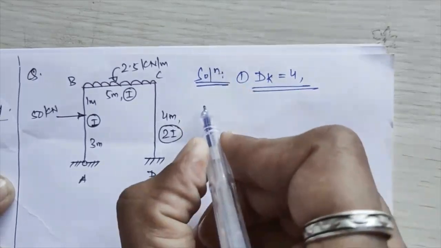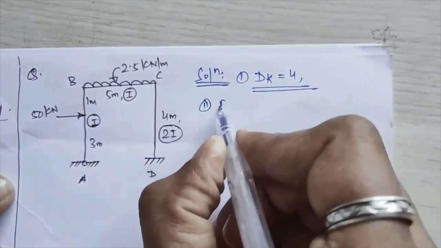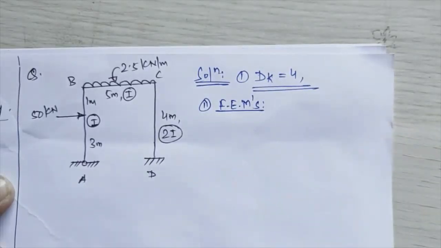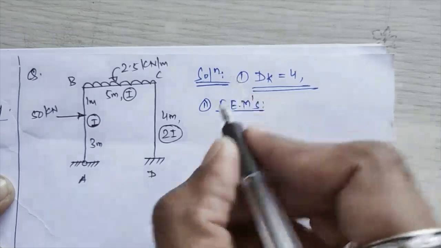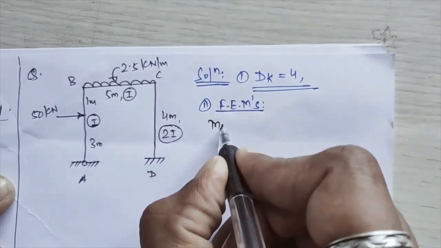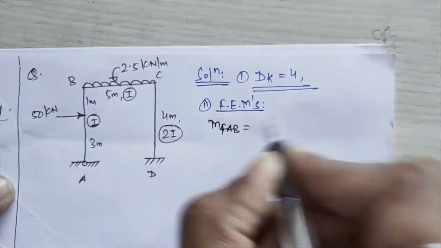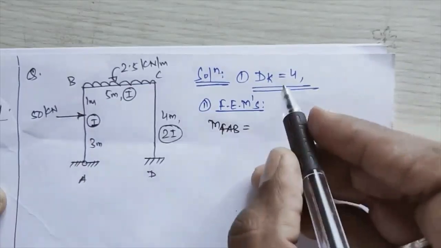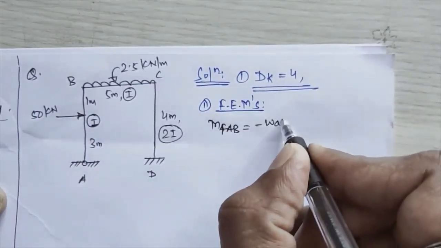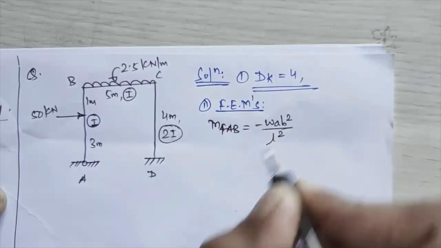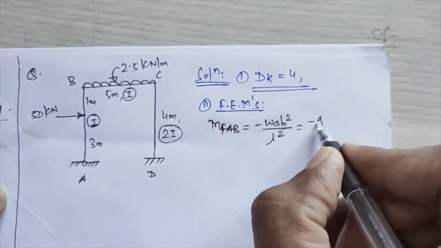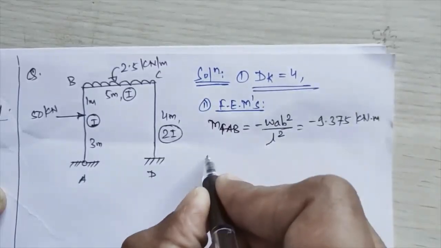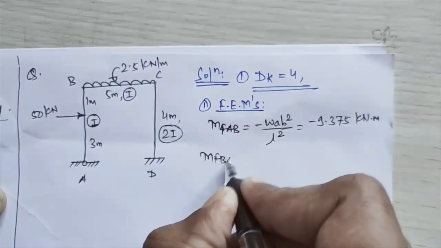Okay, so directly we'll carry out the fixed end moments. So the second step is to carry out the fixed end moments. For the first member we'll see MFAB. In span AB, a point load at a non-uniform distance is there, so that will be equal to minus W a b square divided by L square. If you calculate this, you will get minus 9.375 kilonewton meter.